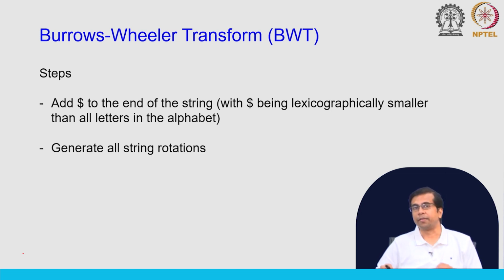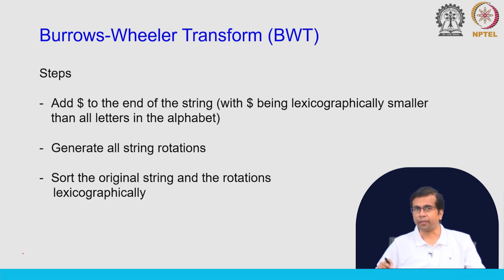Then what we do is something called string rotations. We generate all possible string rotations from the reference sequence. We will see how this works in a moment with an example. Once we have generated these string rotations of the original reference sequence, what we do is something called sorting. We sort the original string and its rotations lexicographically.